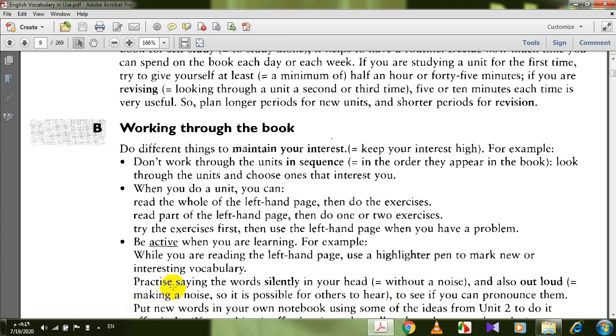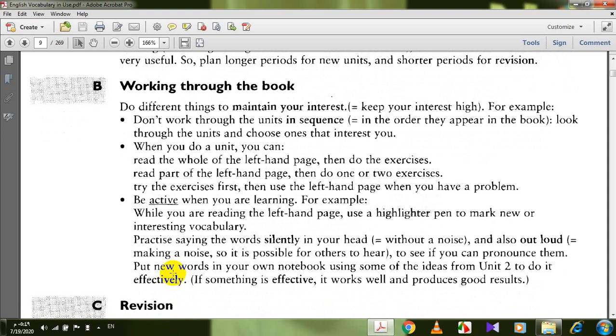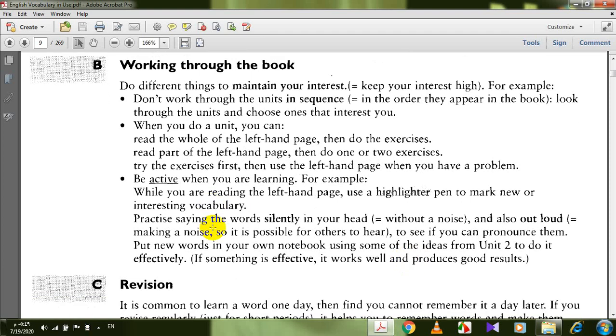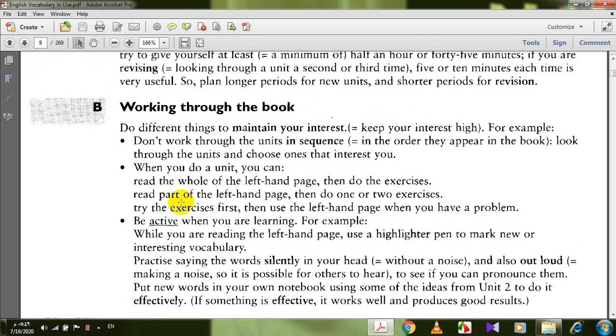Put new words in your own notebook, using some of the ideas from Unit 2 to do it effectively. If something is effective, it works well and produces good results. So the idea here is very, very easy. Be active while reading. Be active means write your own notes, take down some important words in your notebook. Highlight the most important ideas, highlight the most important words, and so on.